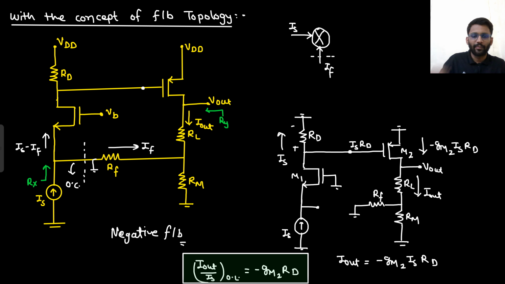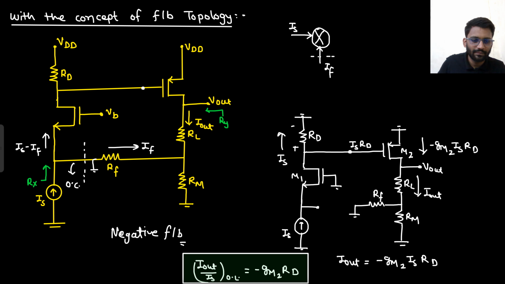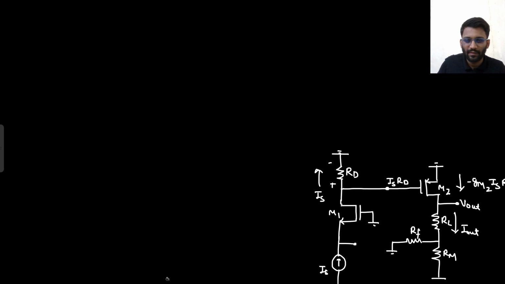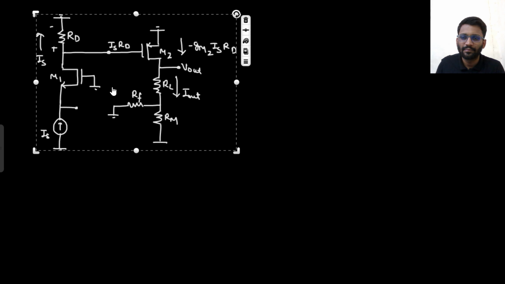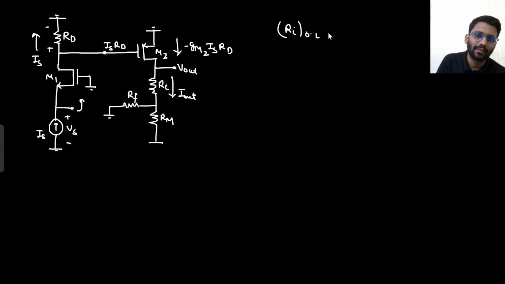Let's talk about open loop input impedance. So I will copy this circuit. If I need to calculate open loop input impedance, then I just need to see from this side. From here, I will apply VS and get IS out of it. So what will be my open loop input impedance? Simply it is 1 by GM1. From here you see 1 by GM1 only.